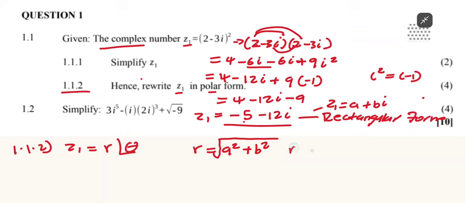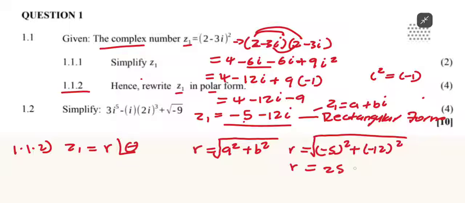Okay, let us just substitute there. We'll have now the square root of minus 5 squared plus minus 12 squared. Our r will be what? When we punch this, this will be 25 plus 144, and we still have the square root. Punching this, we should obtain 13. That is our r.